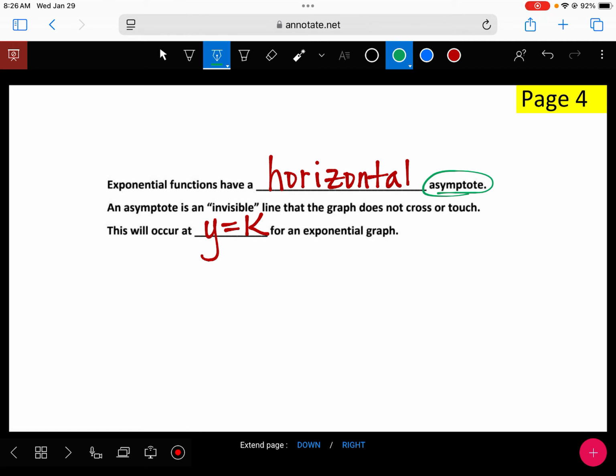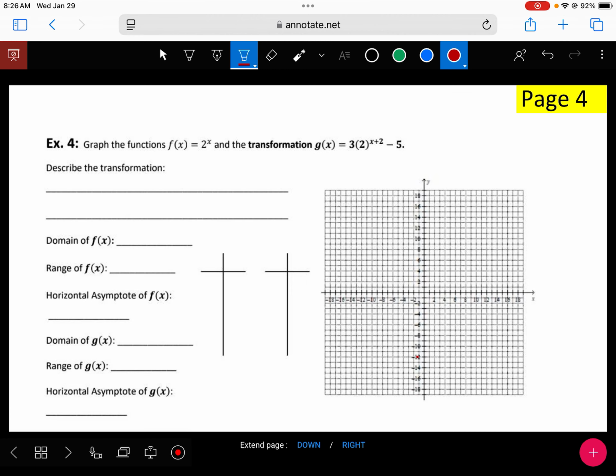So exponentials have a horizontal asymptote. It's like an invisible line that the graph does not cross or touch. And that's always going to happen at y equals k. So for an exponential graph, the k value has a lot of important roles. It controls our range, and it also controls where our horizontal asymptotes are. All right, so let's hit it.